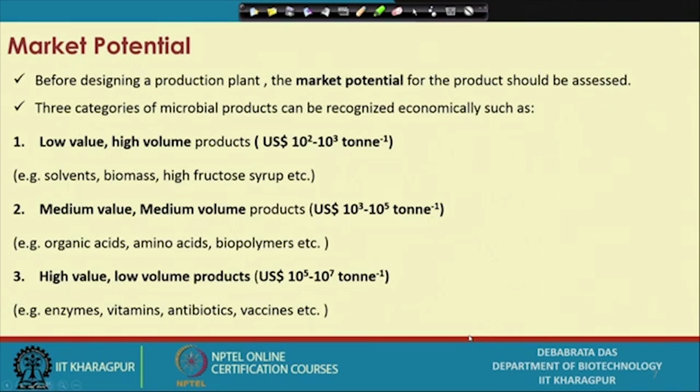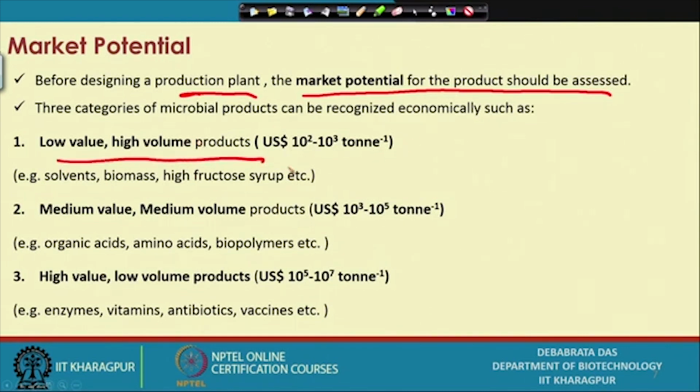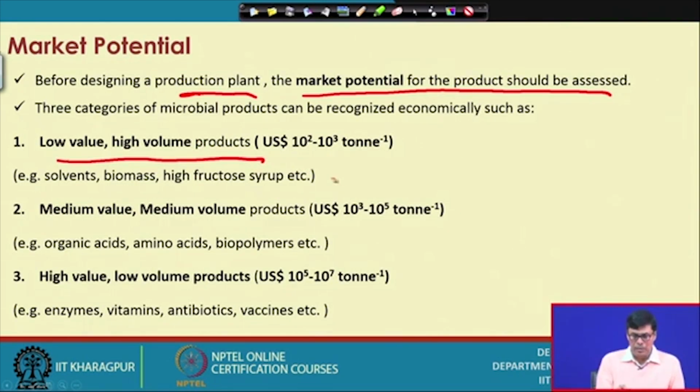The market potential is very important. Before designing the production plant, the market potential of the product should be assessed. Of the three categories of products we discussed at the beginning, first are the low value, high volume products, where the cost of the product is 1,000 to 10,000 US dollars per ton: solvents, biomass and high fructose corn syrup.